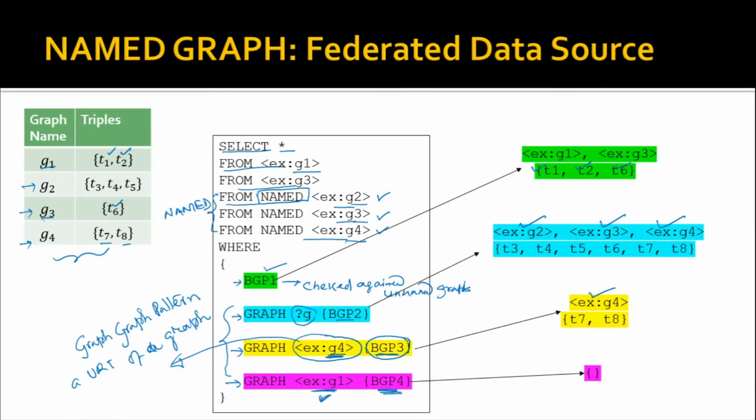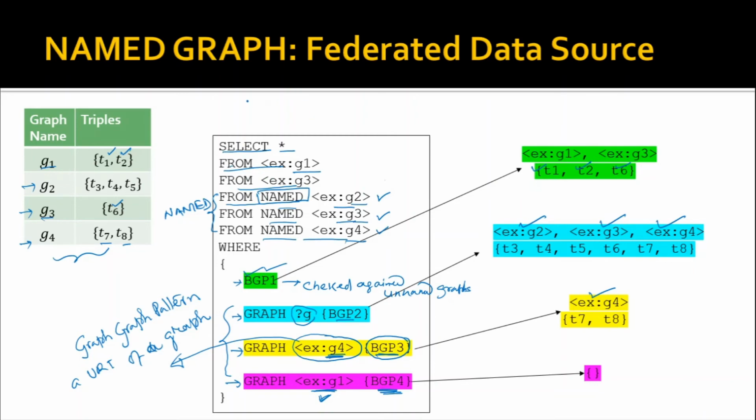The only thing to remember is that whenever you have a from graph, or a graph that is defined under only from, it will be used to check the BGPs. So the simple BGPs will be checked against the graphs which are not coming under from named. An example here is BGP1. But for the other patterns, those starting with graph, only the named graph will be used to check the BGPs that are inside this graph pattern, right?